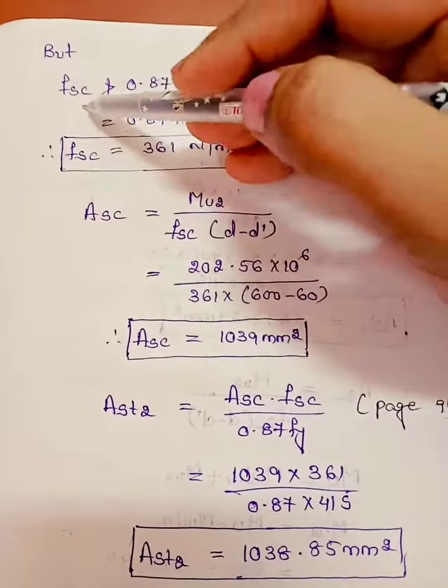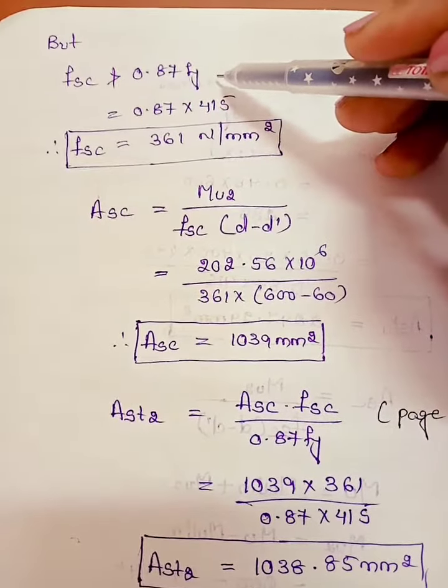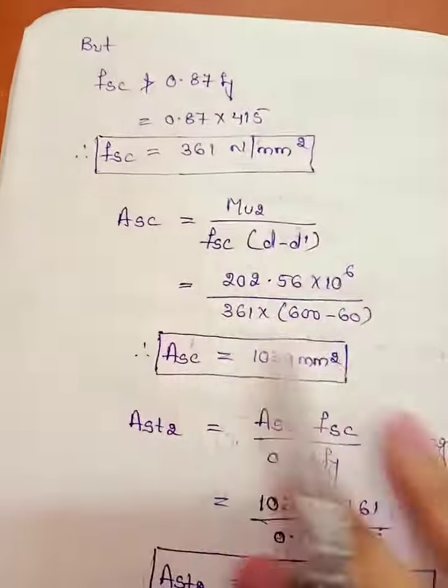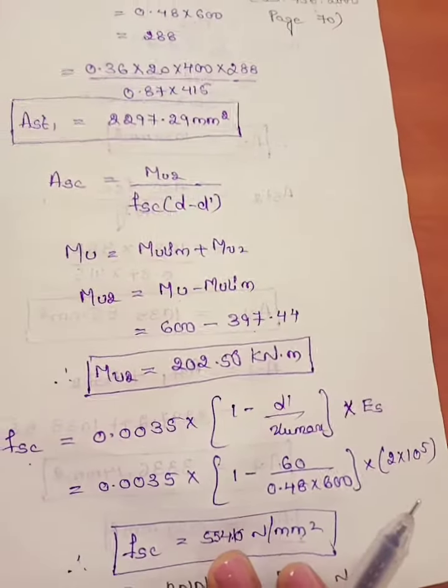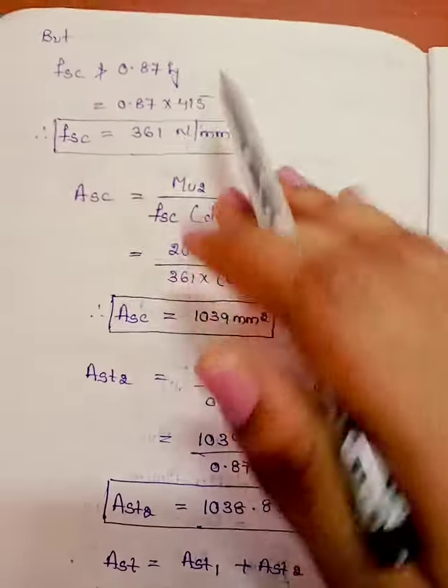And we have calculated FSC, right? So the FSC should not be greater than 0.87 Fy. So 0.87 into Fy, 415. So it is 361 Newton per mm square. So we have got 554.16 Newton per mm square, right? So which is greater? So that's why we need to take this value only.